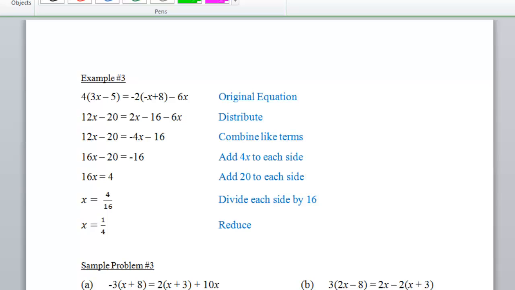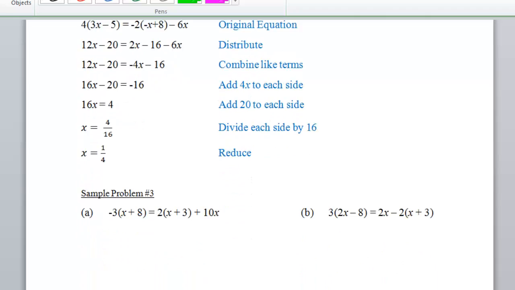So this is another straightforward problem. You can see in Algebra 2 what we start to do is just layer things on a little bit more, so you have to really know your order of operations here to be able to do the things in the correct order. So another couple good examples, so we'll just move down to sample problem number 3.